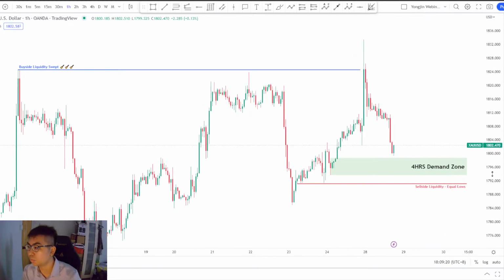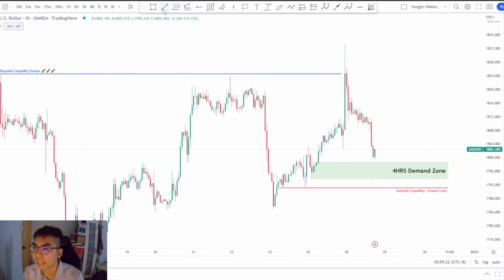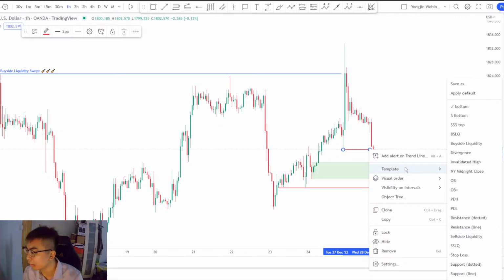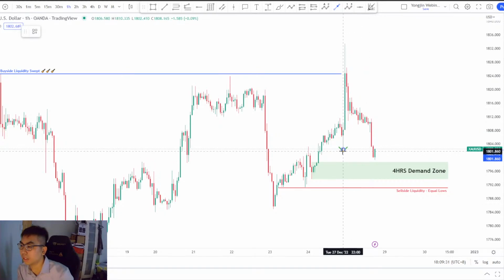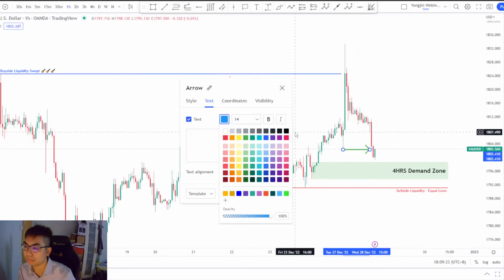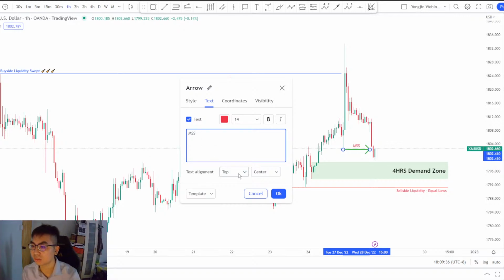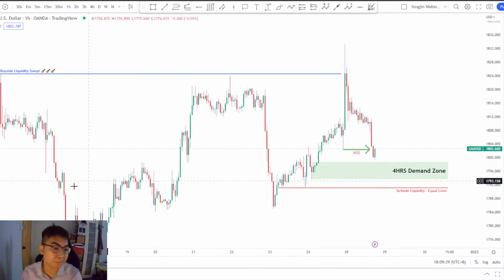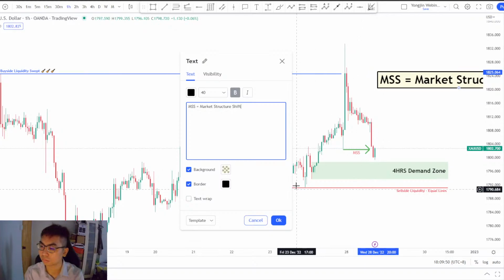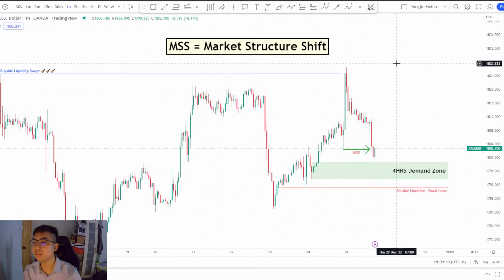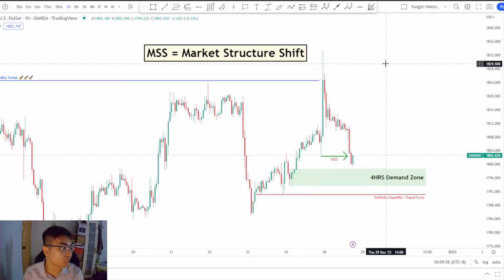Next, let me move on. The price had a market structure shift right there. MSS bottom. So MSS means market structure shift. So that's what it means. And then what we are looking for is price to retrace back up.